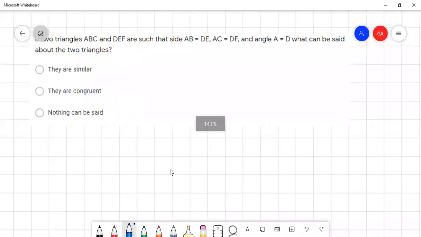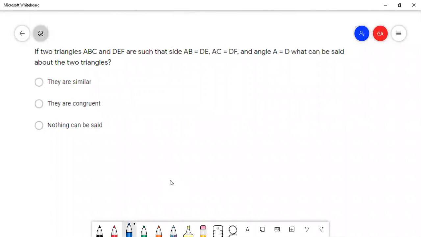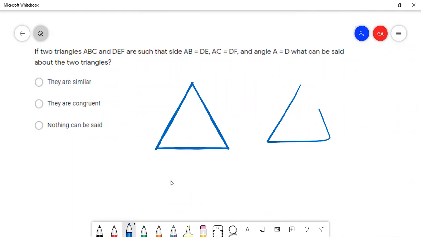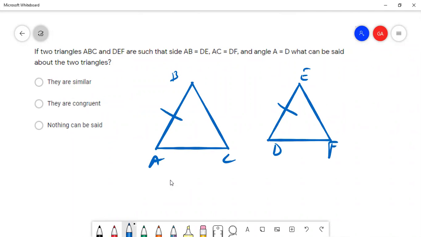If two triangles ABC and DEF are such that AB, okay, so I'm going to draw this again. Someone tell me what they think. Okay, so AB is equal to DE, AC is equal to DF, and angle A is equal to angle D. Now, which configuration do we have? Congruent. Yeah, this is SAS, right? So you have the side, the angle sandwiched in between, and the side. So they're congruent.